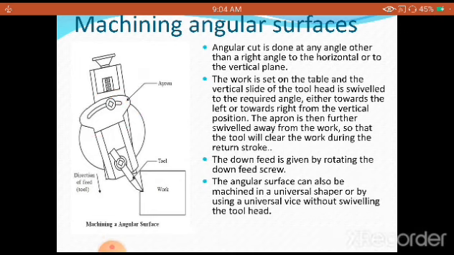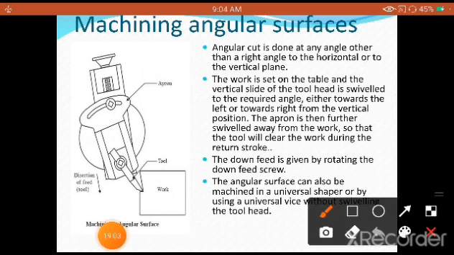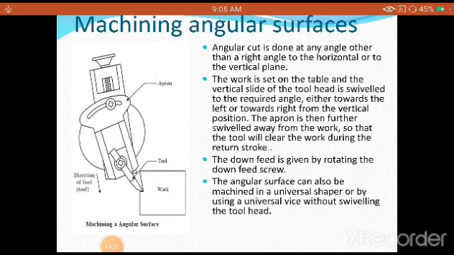The apron is then further swiveled away from the workpiece so that the tool will clear the work during the return stroke. The down feed is given by rotating the down feed screw. Again, the feeding is to be given in this way itself, but the cutting will take place in an angular way.